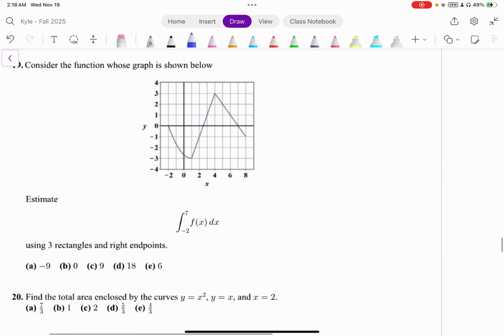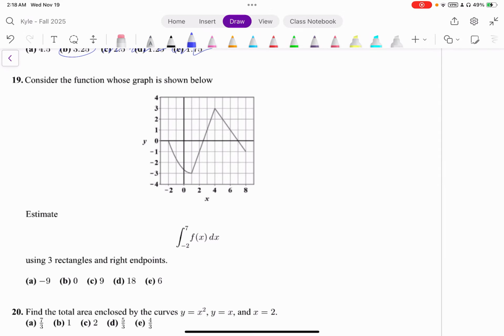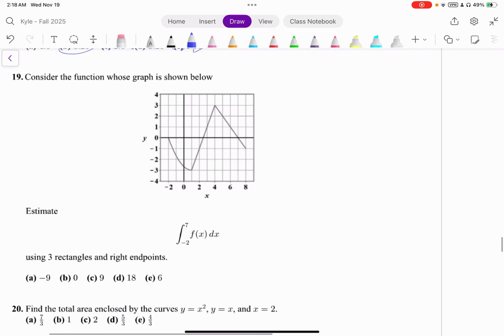We'll consider the function whose graph is below. We'll estimate the integral using 3 rectangles and right endpoints. So this interval is of length 9, so 7 minus negative 2 is equal to 9. So if we use 3 rectangles, each width has to be 3. For right endpoints, here's number 1, here's number 2, and here's number 3. It goes up just to 7.